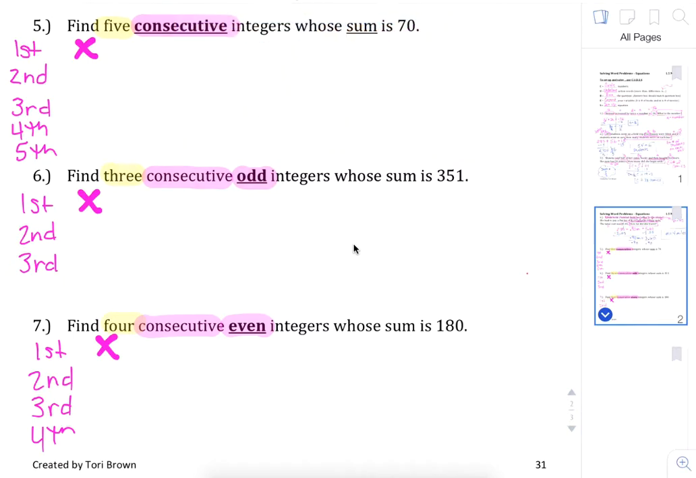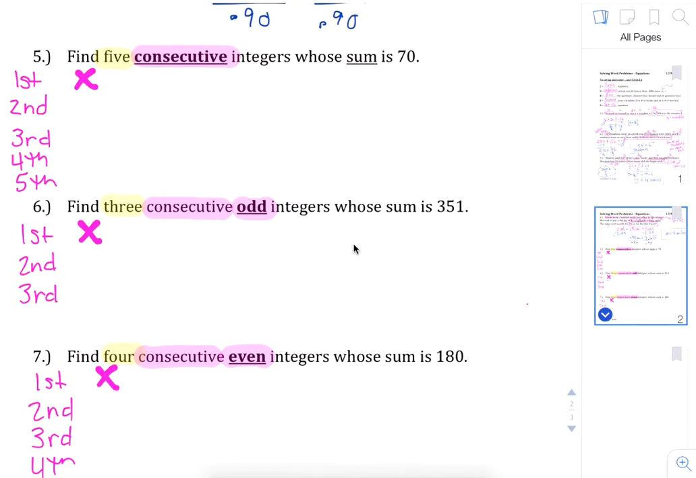Here's what that means. Consecutive means in order. I'm going to make a little note here. And they have to be whole numbers. So in order, integers means whole numbers. So no decimals. 5 consecutive integers whose sum means that if I add it up, it will equal 70.